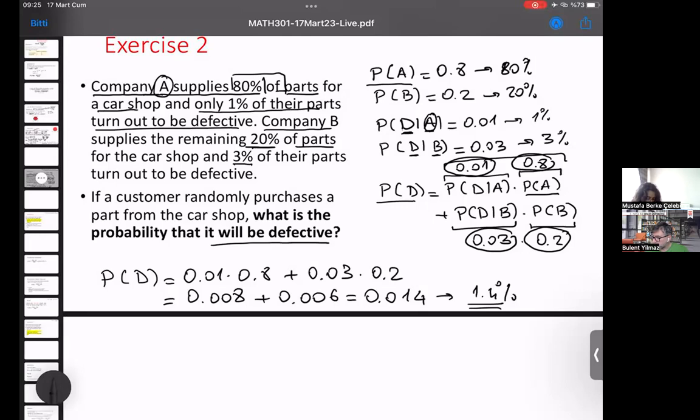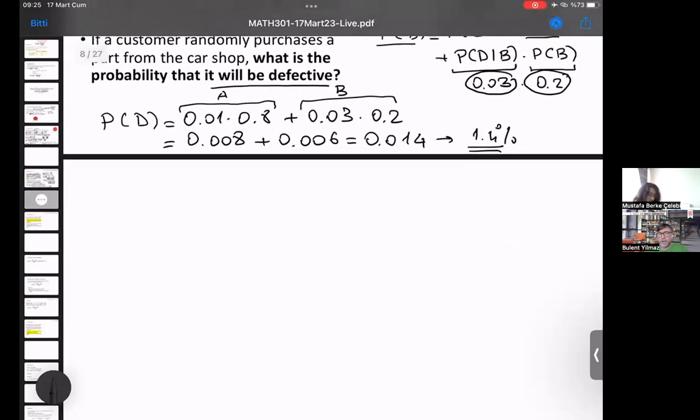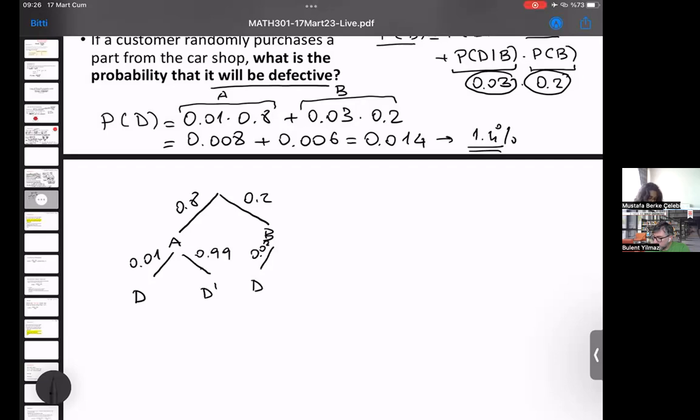Okay, I understand. So this is like defective part coming from A. This is defective part coming from B. We can also do this, right, arkadaşlar? It is like a part, like 80% coming from A, 20% coming from B, and it's going to be defective in 1%. It's going to be non-defective in 99%. It's going to be defective in 3%. It's not going to be defective in 97%, right? So this is a tree kind of solution, okay?